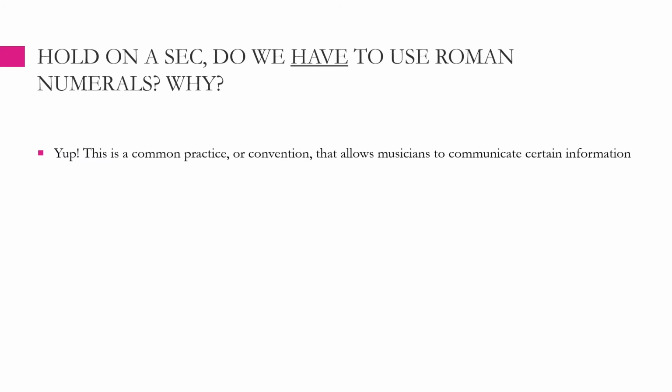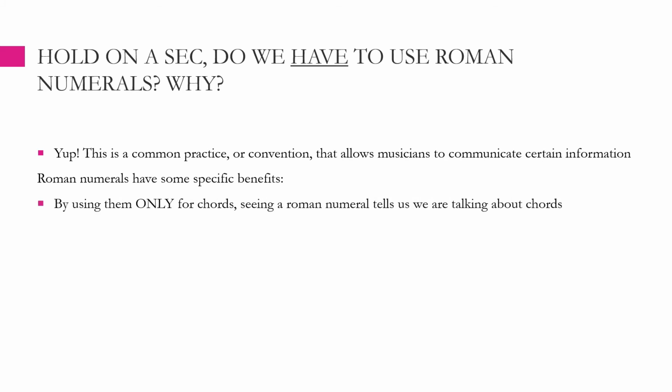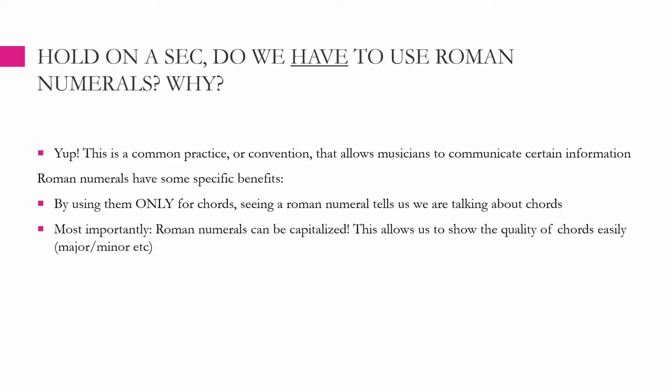There's a reason why we use quarter notes to indicate one beat and half notes to indicate two beats and just things like that. These conventions, we use them so that everyone's speaking the same language. But there are some specific benefits to using Roman numerals. Since we only use them for chords, when you see a Roman numeral, you know that means that we're talking about a chord. That definitely simplifies the whole thinking process.